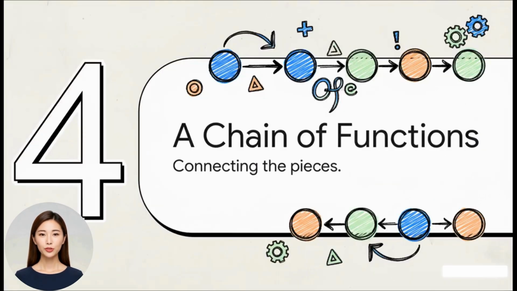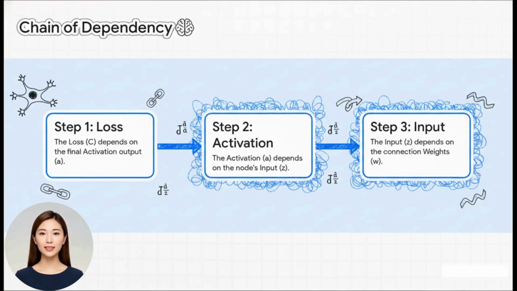Okay, so we've got our pieces laid out: the loss, the input to a neuron, and the output from a neuron. So what happens when we connect them? Well, we're about to see they form a perfect chain of dependencies. And this right here is brilliant because it lays out the core logic of the entire system. The final loss, C, is a direct function of the network's final output, A. That output, A, is a function of the input it got, Z. And that input, Z, is a function of the weights, W. See? It's a linked chain, one piece depending on the next.